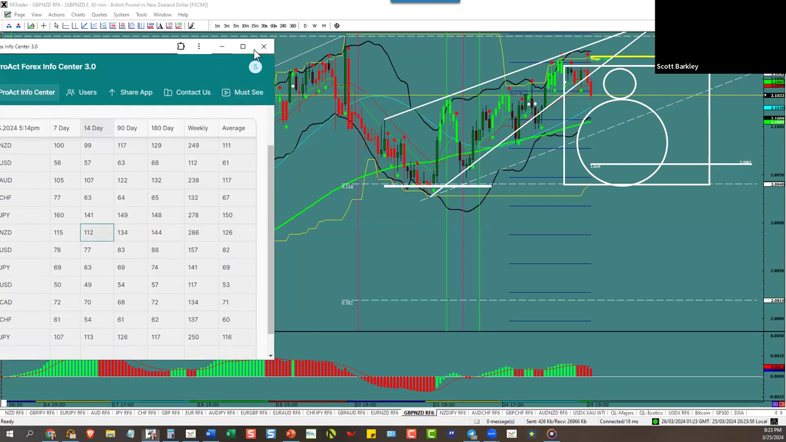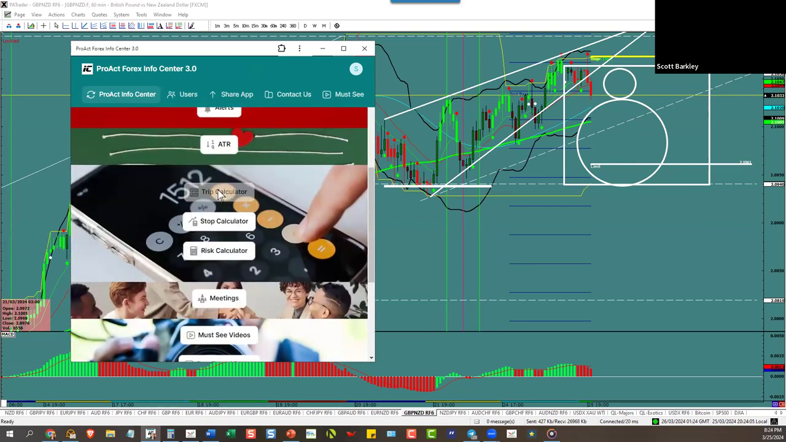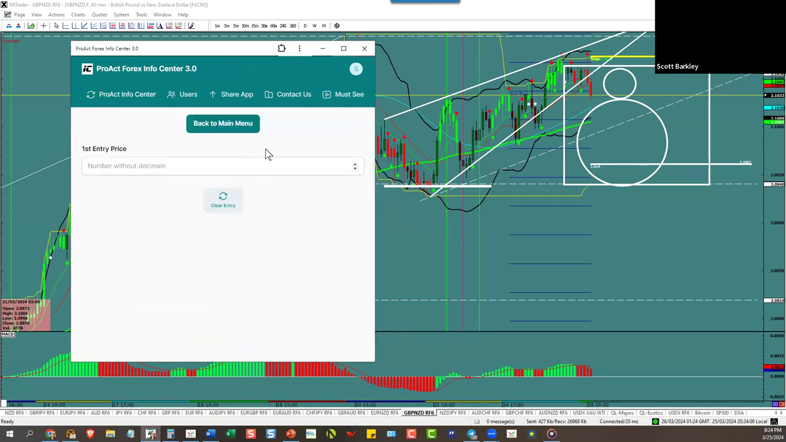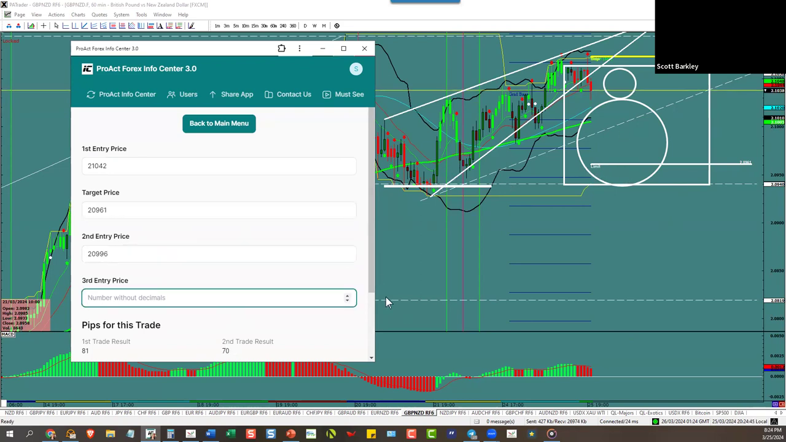Let's go over and use the tools. You got tools here that are awesome. All right, so here's the trip calculator. All right, clear this out. All right, so if I get a pullback up here to this bottom right here, which is 21042. All right. Target price is 20961. All right. Second entry is going to be below this. Let's make sure it breaks this in the 2100. We're going to put it at 20996. All right. And third entry, I won't get a third entry. All right, so that's it.